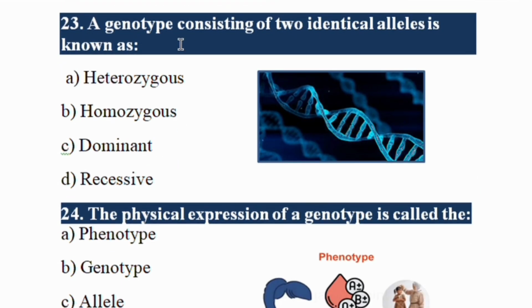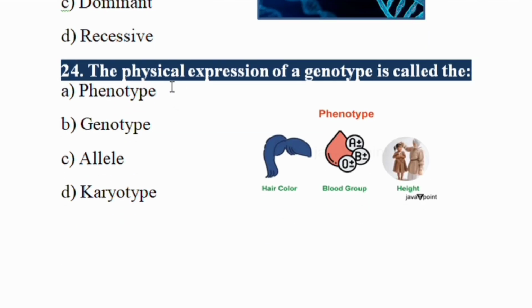A genotype consisting of two identical alleles is known as. Here the key point is two identical alleles. So here the right option would be definitely homozygous.